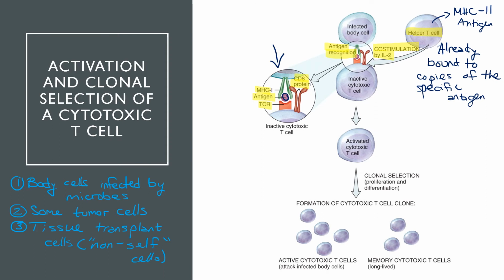Now, once activated, so here we have this activated cytotoxic T cell, it is going to undergo that clonal selection. And the result is the formation of those cytotoxic T cell clones. That consists of these active cytotoxic T cells and also memory cytotoxic T cells. Now, active cytotoxic T cells will attack other body cells that have been infected with that antigen that they became activated by.